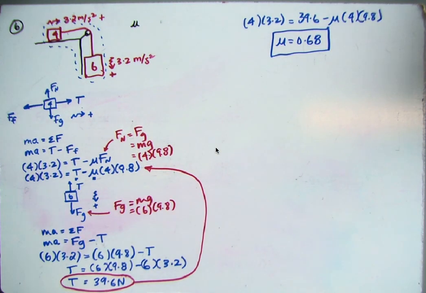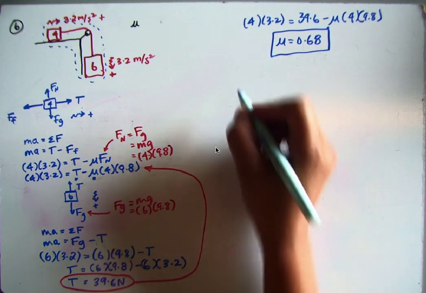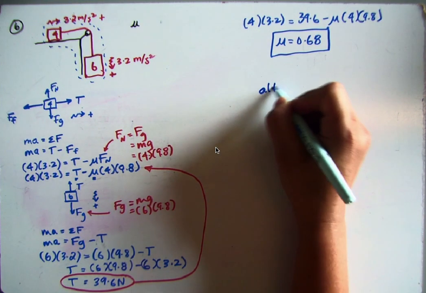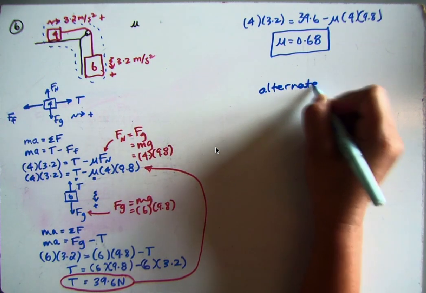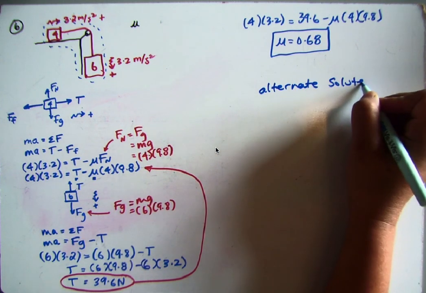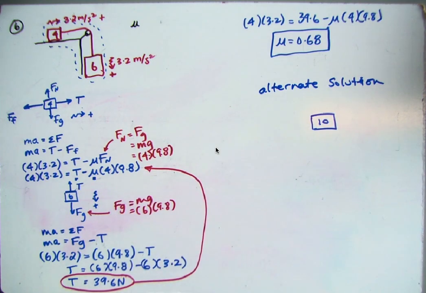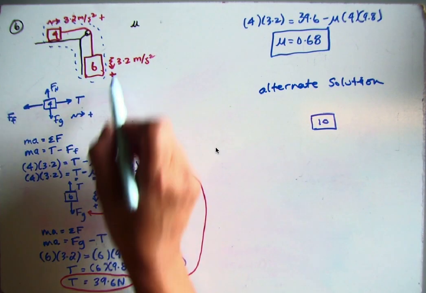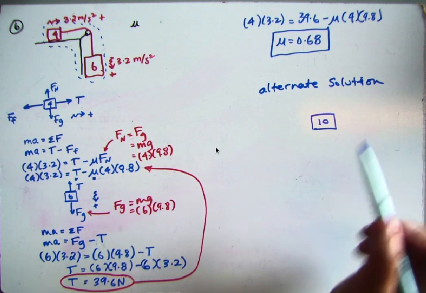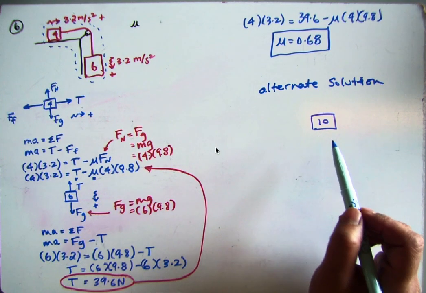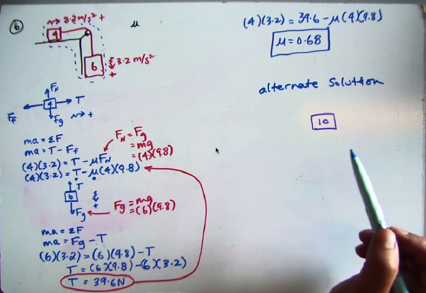There is another way to do this. If you want, I can just walk you through it super fast. An alternate solution, you don't have to watch it if you don't want, but it's treating both masses as, see this blue bubble I've drawn? I'm sort of treating both masses as if they're one. And now I'm only considering the external forces.